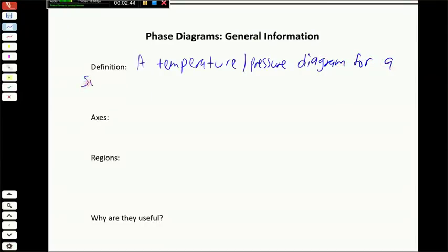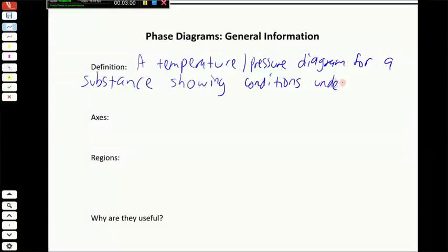So it is a temperature-pressure diagram. Those are the two axes, as we'll define a little bit later. Each substance has its own phase diagram, every element, every pure compound. And something you'll talk about in Chem 2 is that you can also have phase diagrams for mixtures as well. What it shows is the conditions under which that substance exists as different phases.